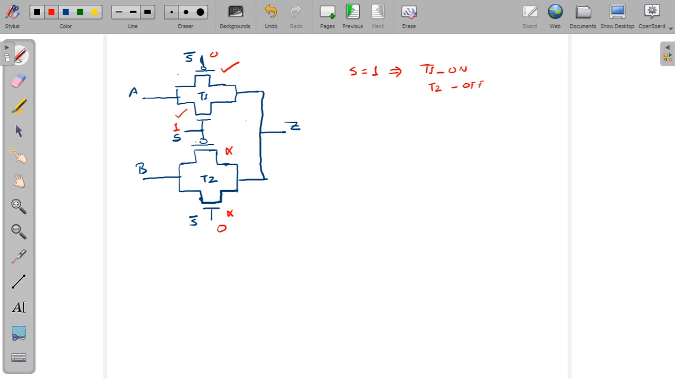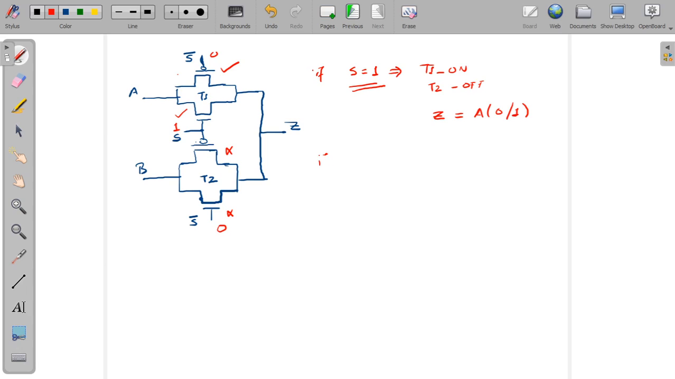So whatever is the value at A will pass to the output Z, and the value of B will not pass to Z. Okay, so under this condition, if S is 1, Z becomes equal to the value of A. A can be 0 or 1, anything. I am not bothering about the value of A. Whatever is the value of A will get simply passed to the output Z under this condition, if S is 1.